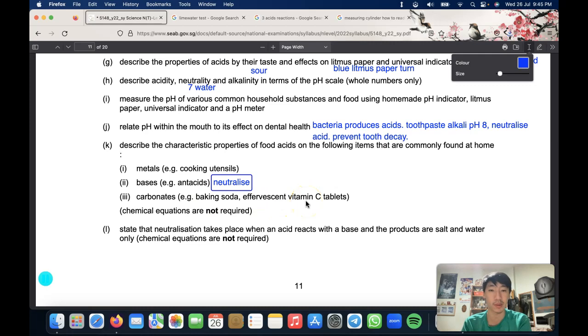Same thing for the vitamin C tablet. When you put your vitamin C in the water, you see all that fizz come out. Why is there so much gas? It's because of the carbon dioxide that's being released.